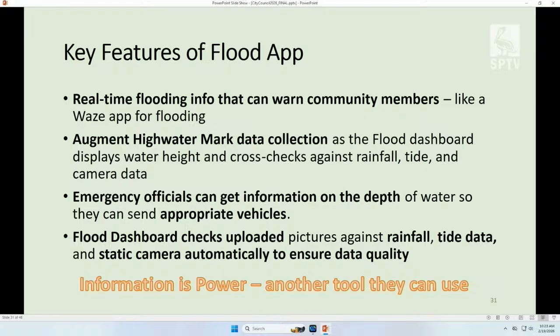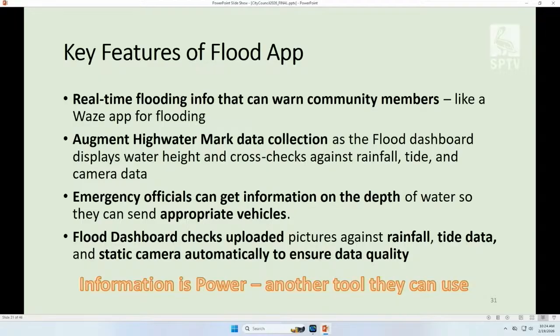Augment high water mark data collection, because if people are uploading their flooding, we can actually augment that high water mark collection, and we can also cross-check this against the static camera, because we know the nearest static camera, how high was the water, right? So if somebody says there's 10 feet of water, my camera is picking up 4 feet, we know that's not right. Right? So there's a lot of what we call quality control built into it, because we are in academia, we think about the things no one is thinking, right? And then we create some new tools, platforms, and knowledge. That's exactly what we do, right?